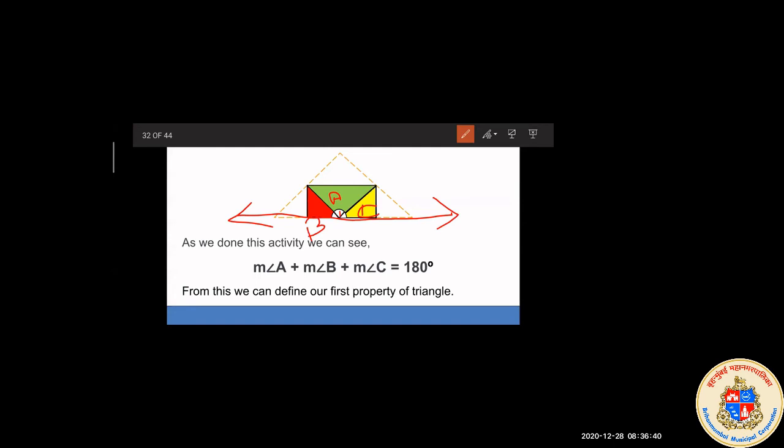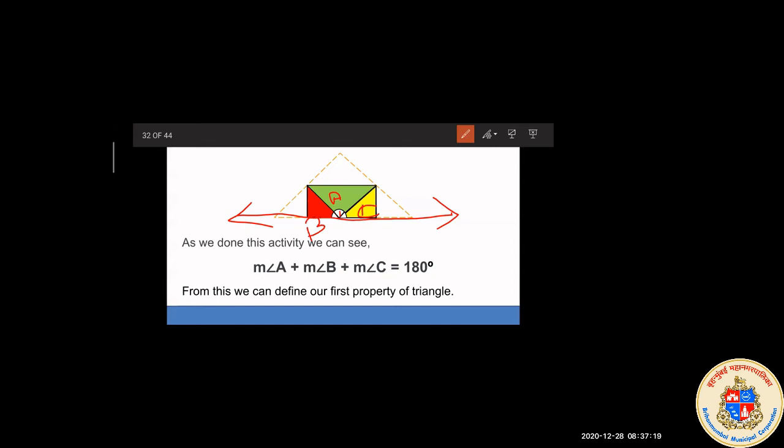This property we have learned, and you have to remember it lifelong, in every concept of maths. It is useful in every geometry: the sum of the angles of a triangle gives you 180 degrees only. So if you have two angles, you can find the third one. If you have one angle, you can also find the other two angles. There are many sums based on this property.